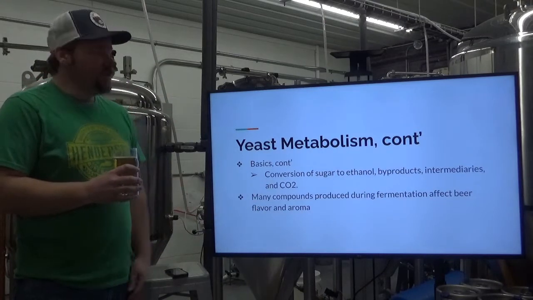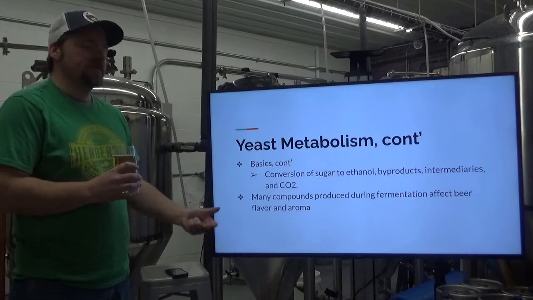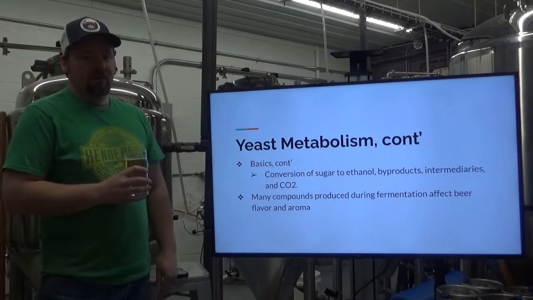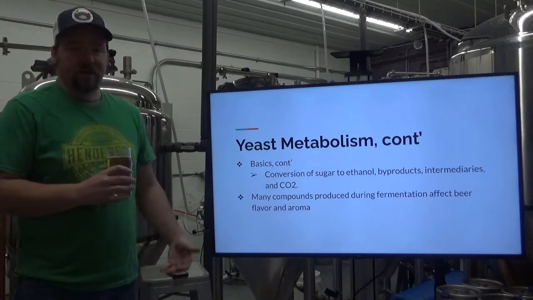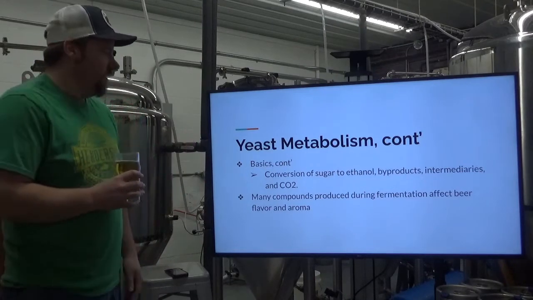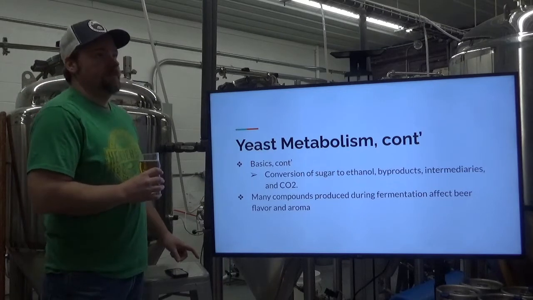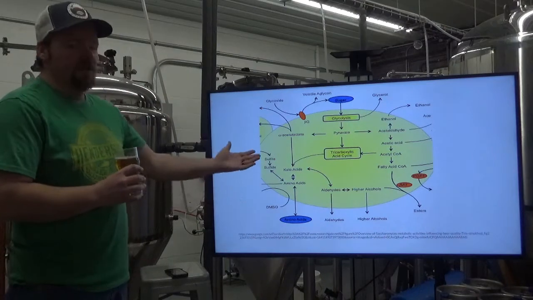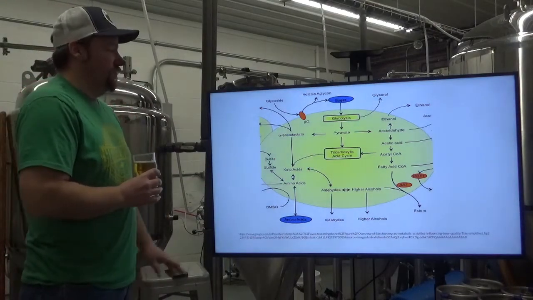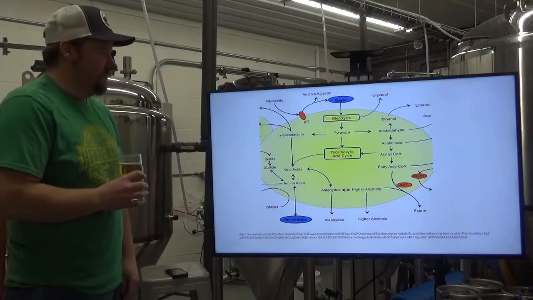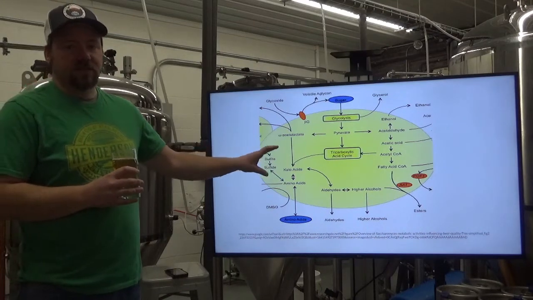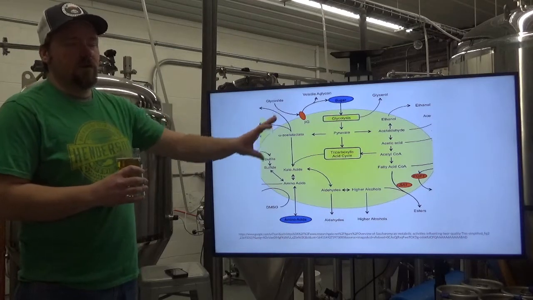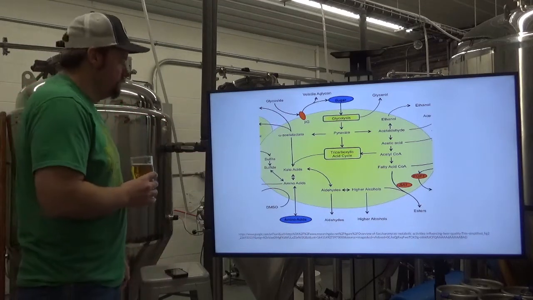So obviously, a conversion of sugars to ethanol, byproducts, intermediaries, and carbon dioxide. There are many compounds produced during fermentation that affect flavor and aroma, beyond measure almost. There are so many. So we have here a very basic overview of yeast metabolism, and we'll refer back to this so we can see in general the compounds that we talk about, where they are involved in their metabolic pathway.